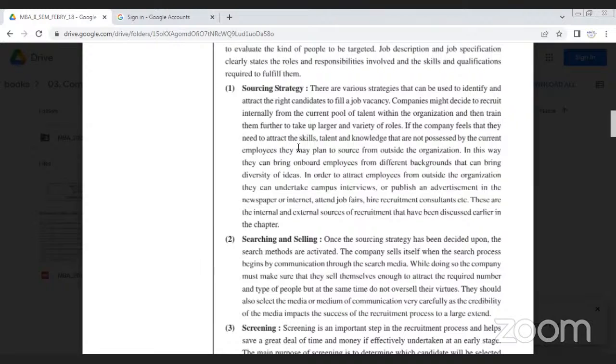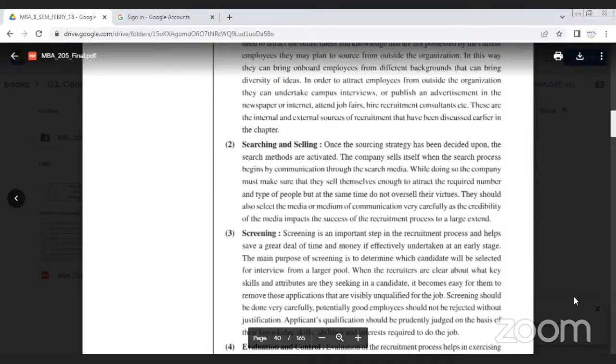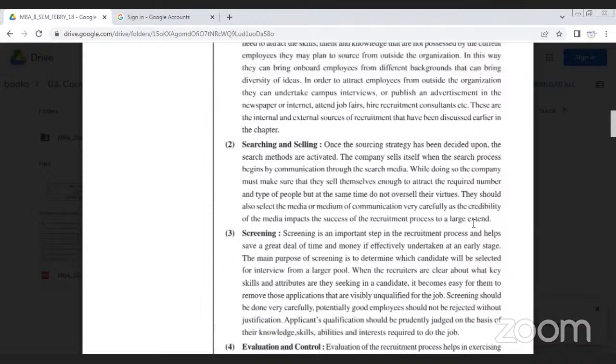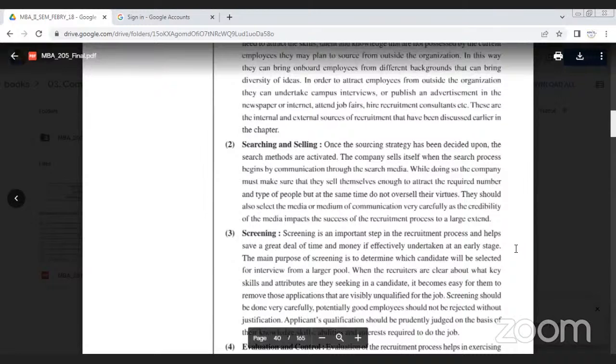Once the sourcing strategy has been decided upon, the search methods are activated. The company sells itself when the search process begins by communication through the search media. While doing so, the company must make sure that they sell themselves enough to attract the required number and type of people, but at the same time not oversell their virtues. They should also select the medium of communication very carefully, as the clarity of the media impacts the success of the recruitment process to a large extent.